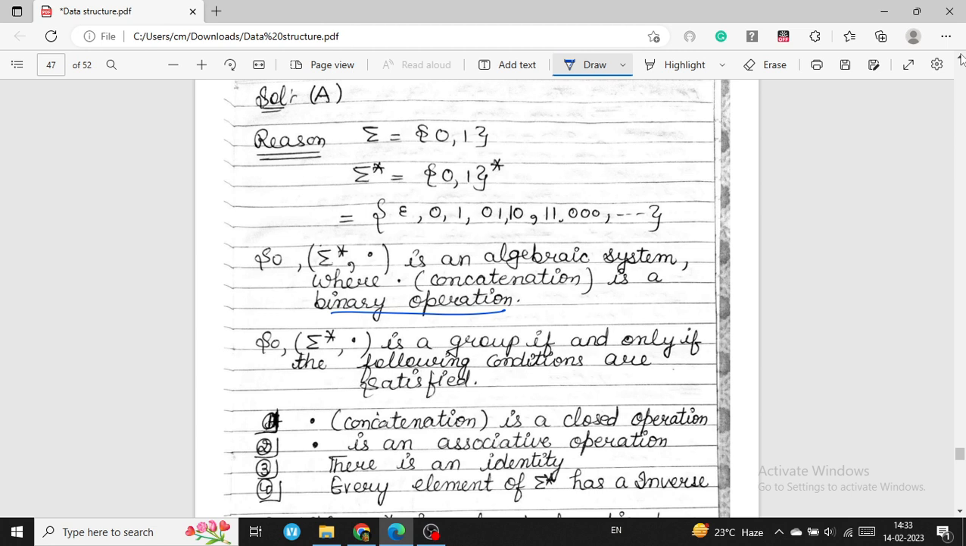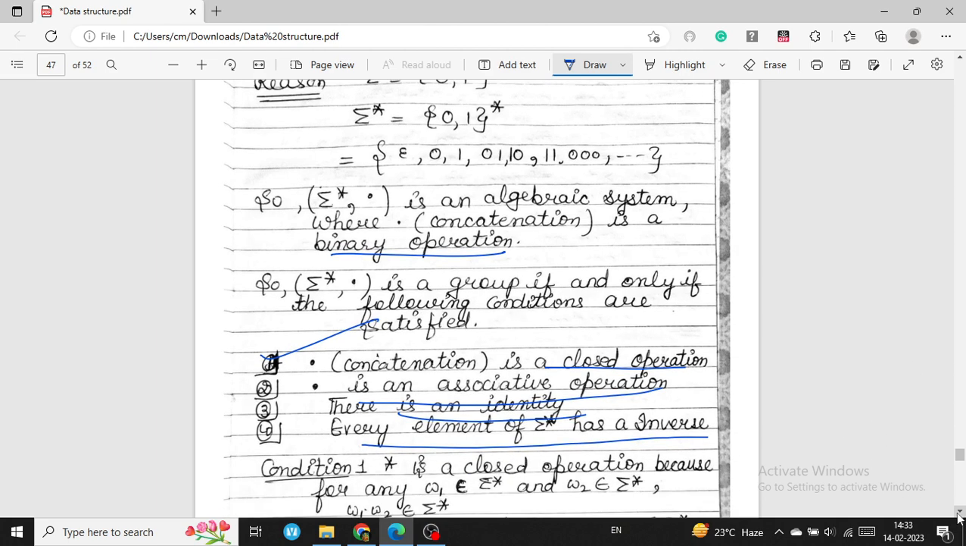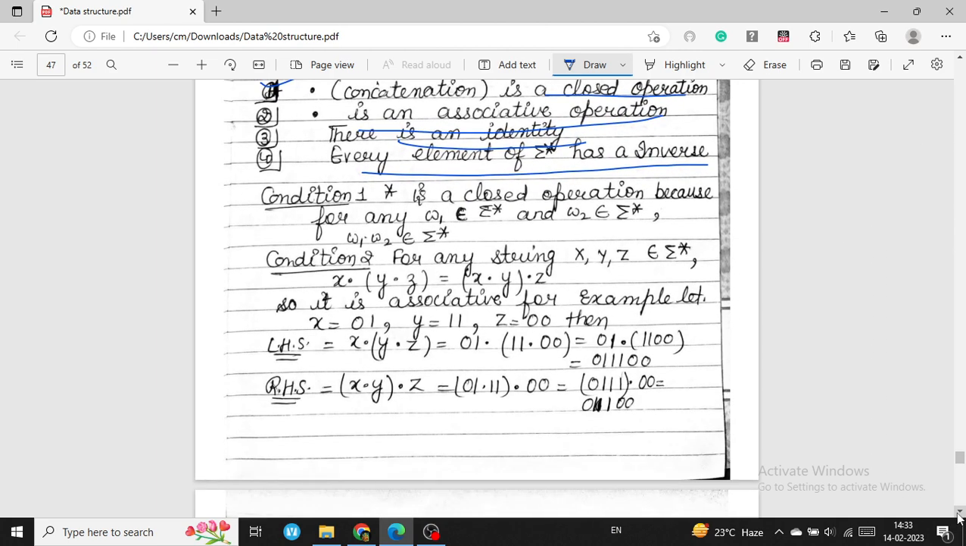So Kleene star with concatenation is a group if and only if the following conditions are satisfied. Concatenation is a closed operation. Concatenation is an associative operation. There is an identity, and every element of Kleene star has an inverse. Condition 1: star is a closed operation because for any string 1 which belongs to Kleene star and string 2 which belongs to Kleene star, both strings must belong to Kleene star, the Kleene closure.